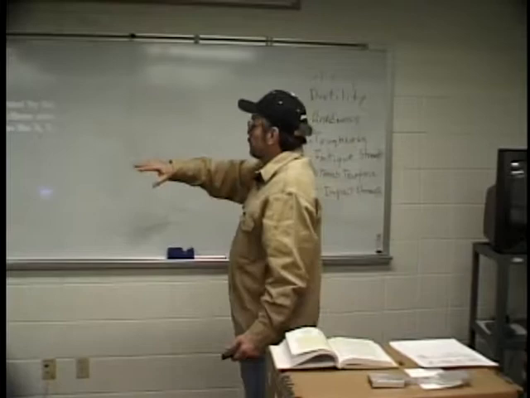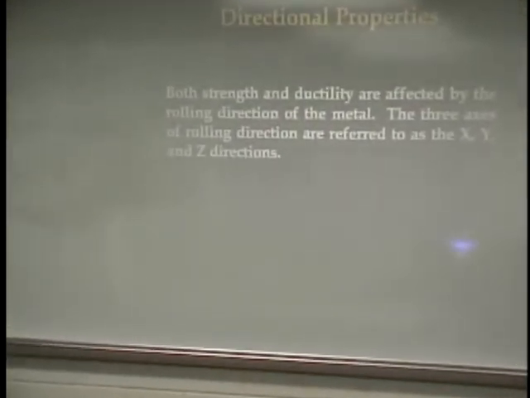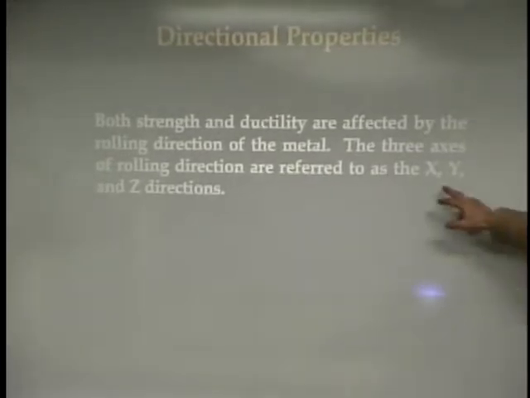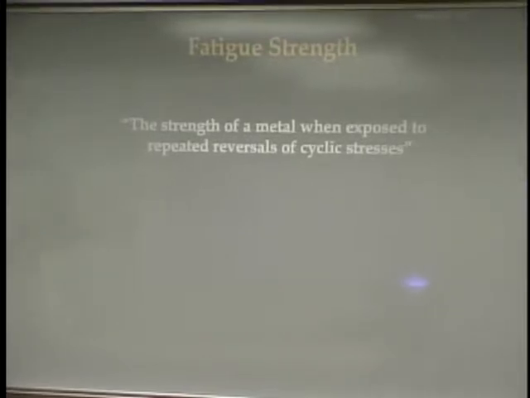Directional properties: both strength and ductility are affected by the rolling direction of the metal. The three axes are the X, Y, and Z directions. Next, fatigue strength. In your book, it's called fatigue.